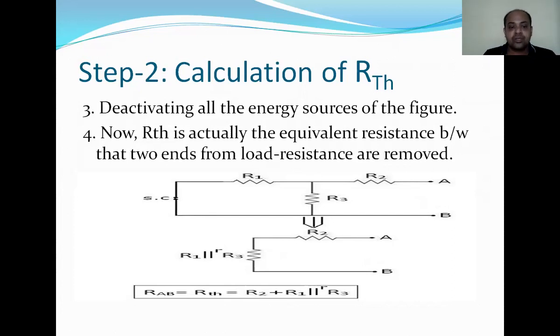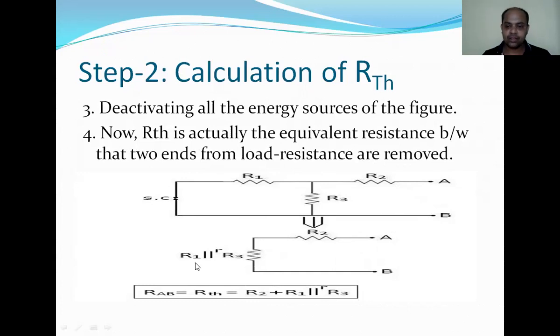Next, we have to find the equivalent resistance across the open terminal. So here the open terminal is AB. AB is the open terminal. Now, after removing the load resistance, after removing the voltage source and shorting the line, if you follow very carefully, you will find that in this circuit R1 and R3, these two are connected in parallel, and the equivalent of R1 and R3 is connected in series with R2.